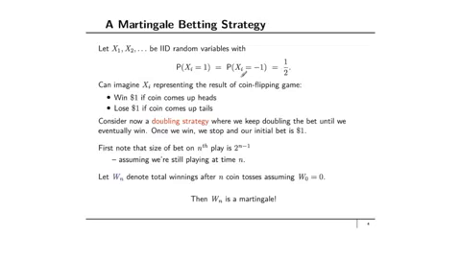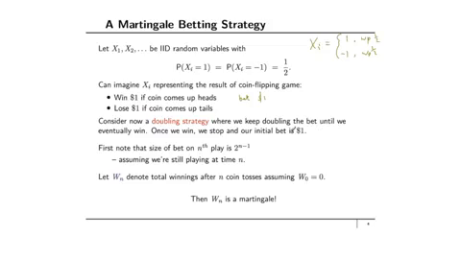In this example we're going to consider what we will call a martingale betting strategy. Let X1, X2, and so on be iid random variables where Xi can take on two possible values. It can take on 1 or minus 1. In each case, it takes on that value with probability 1/2. So you can imagine Xi representing the result of a coin flipping game. You win $1 if the coin comes up heads, and you lose $1 if the coin comes up tails. That assumes that you bet $1 on the game. What we're going to do now is to consider a doubling strategy where we keep doubling the bet until we eventually win. Once we win, we stop, and our initial bet is $1.